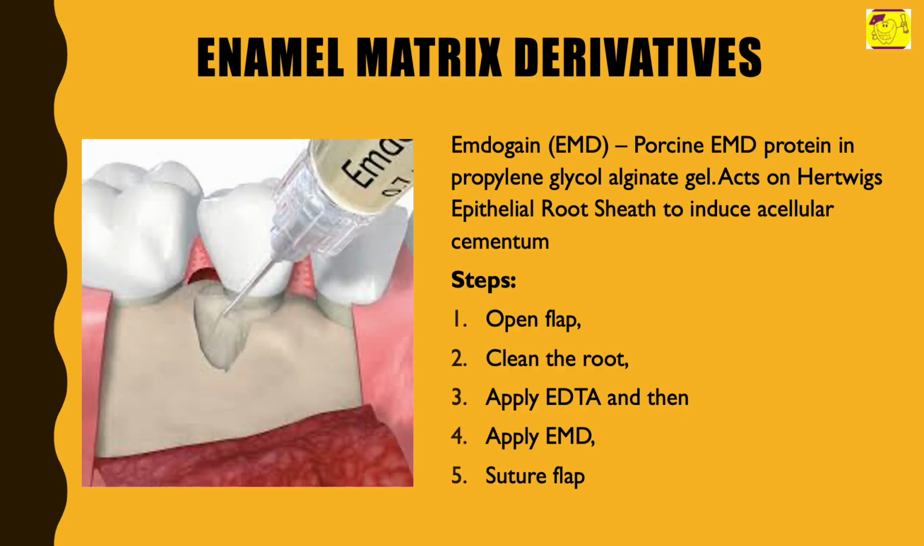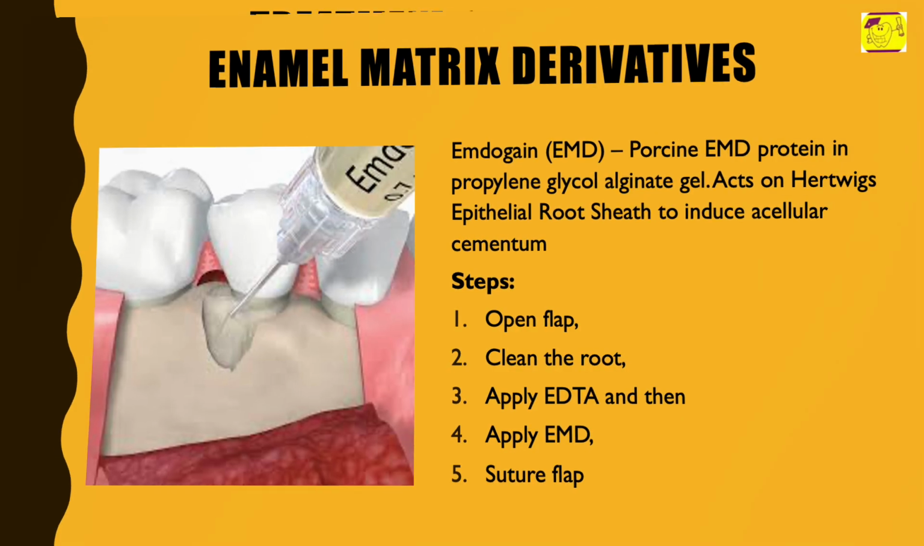So the steps for applying the EMD are just to open the flap, clean the root, apply some EDTA to increase the surface texture, and then apply a layer of EMD and suture the flap back. So this is not very frequently used because of the cultural restrictions, but otherwise it is a very good option.